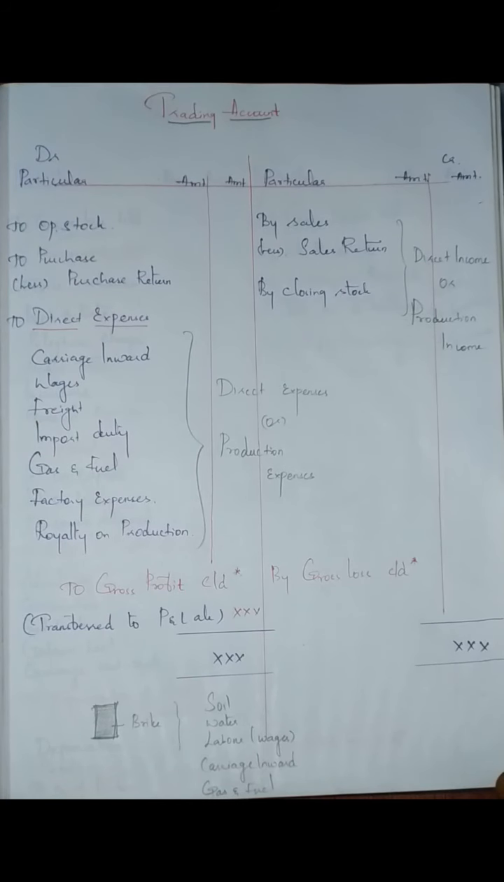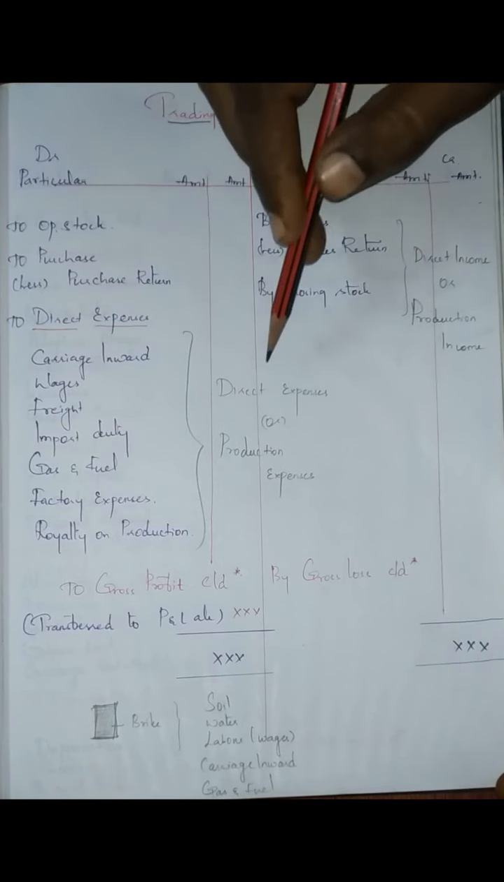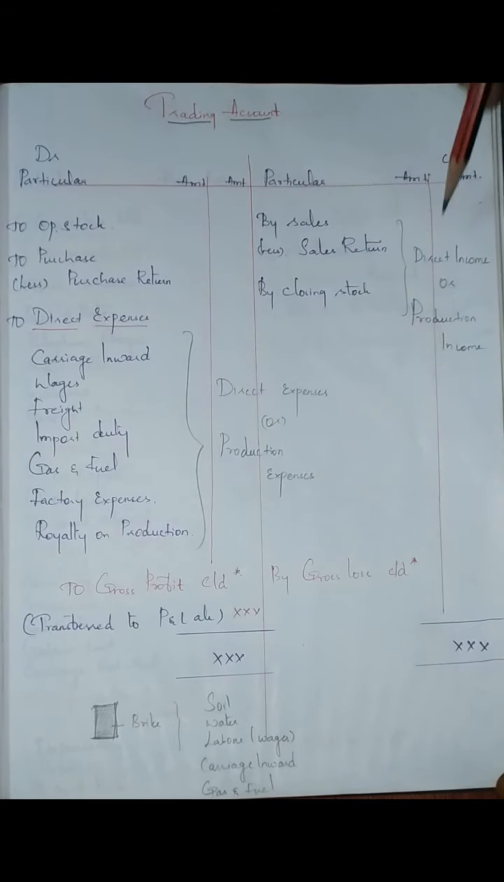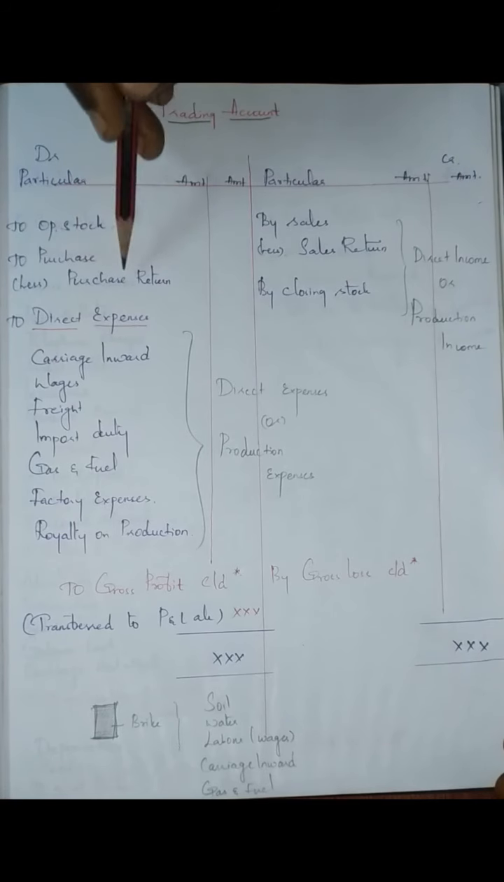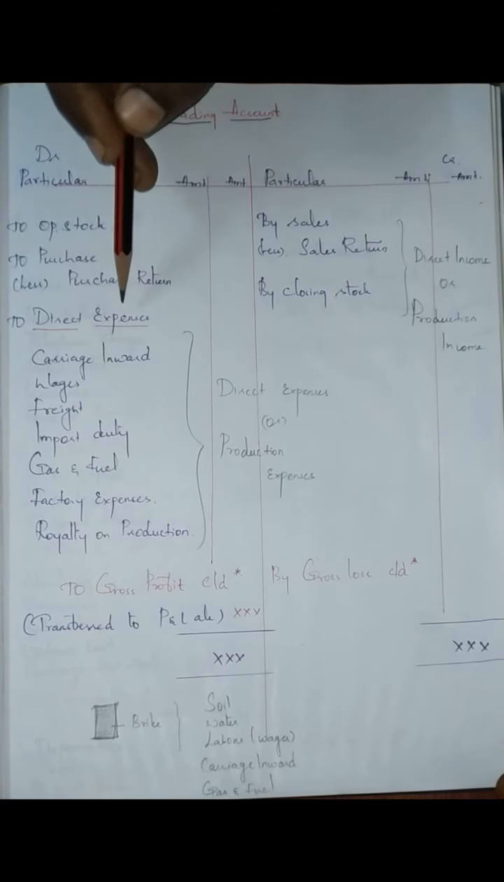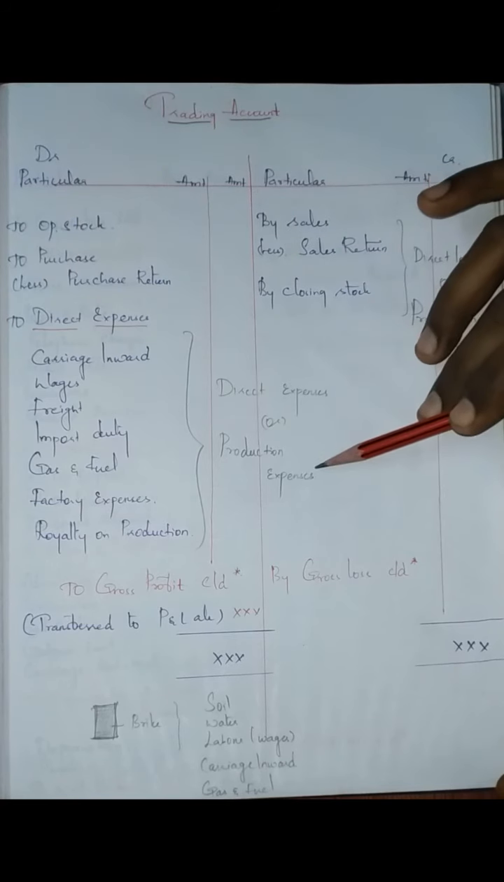Now we are going to talk about the trading account. It has a T format with a debit side and a credit side. On the debit side are all direct expenses, and on the credit side all direct incomes. On the debit side: to opening stock, to purchases less purchase return, and to direct expenses, which means production expenses.